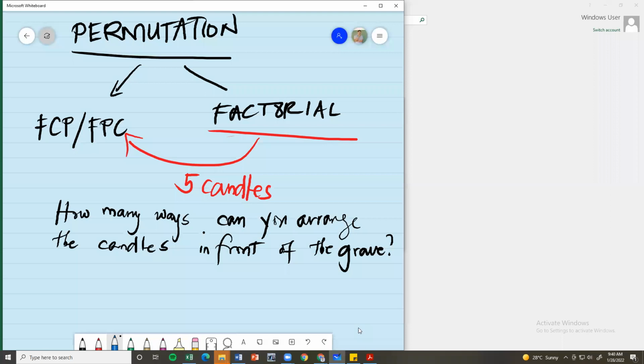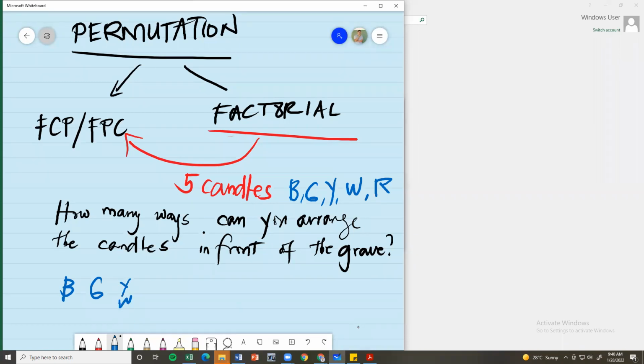So, halimbawa, the colors of the candles are blue, green, yellow, white, and red. How many ways can you arrange? Siyempre, of course, if you already put the blue here as the first, hindi na pwedeng umulit yung blue ulit sa pangalawa kasi there's only one blue. So that's the concept of factorial. No repetition. So, the rest na lang na pwedeng ilagay will be green, yellow, white, and red. Pag nilagay mo na si green sa pangalawa, hindi na siya pwedeng malagay sa pangatlo because you already placed it on the second. So you only have Y, W, and R.